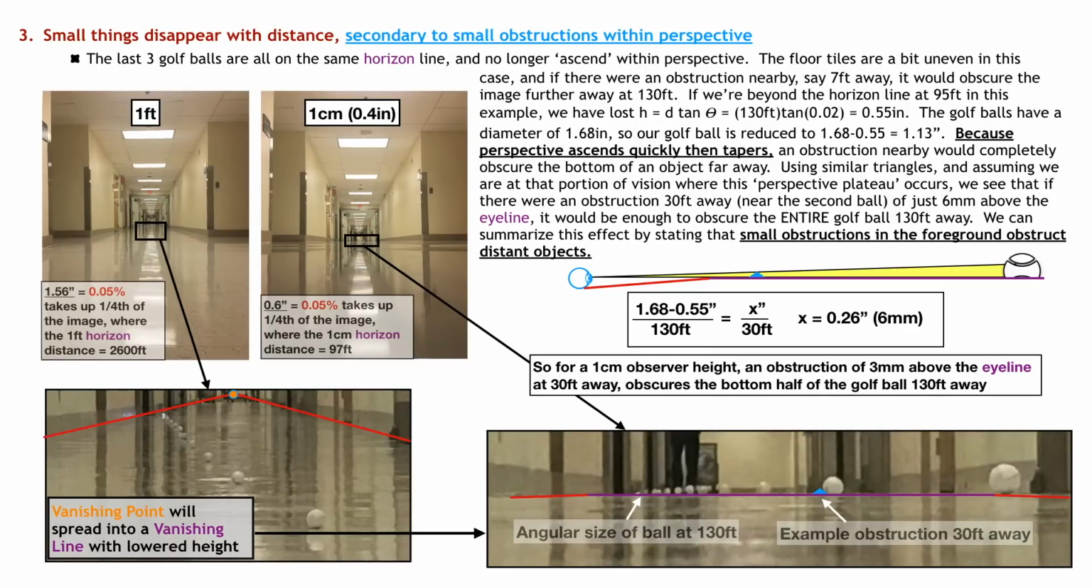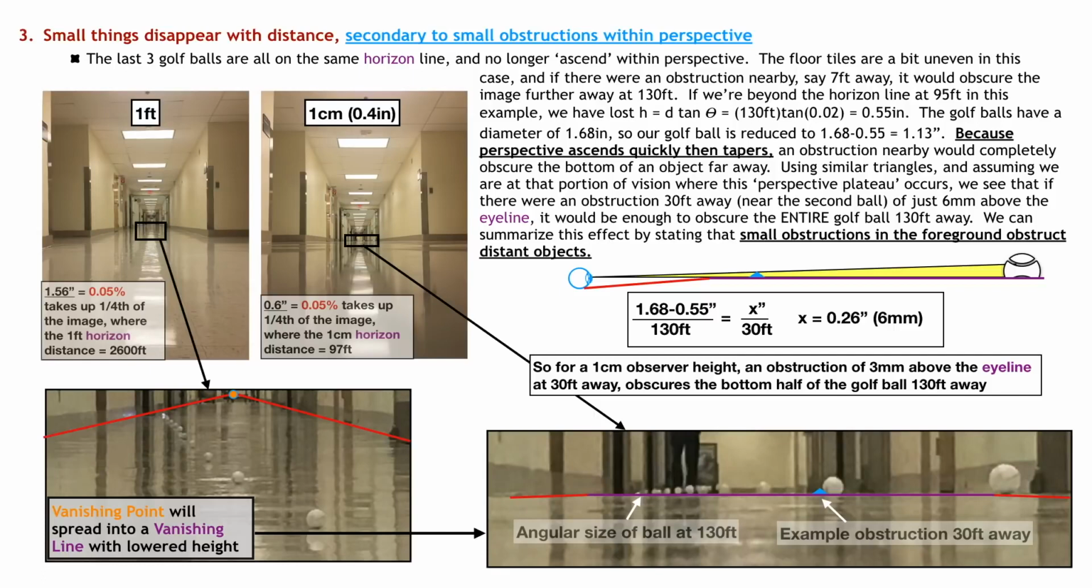And so for the 1 centimeter observer height, an obstruction of just 3 millimeters would obscure the entire bottom half of that golf ball. We would lose the bottom half of the golf ball.